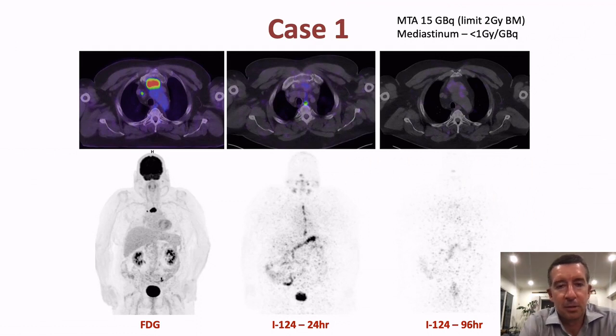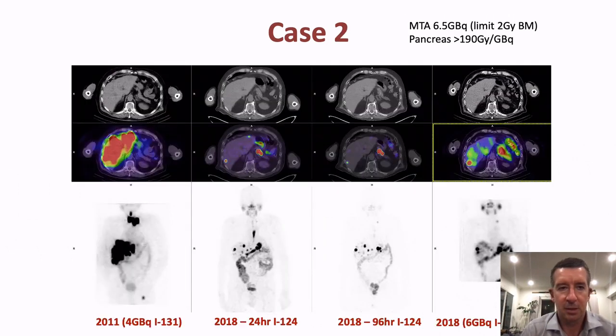This is an example of how we used I-124 PET. This is a patient with metastatic Hürthle cell carcinoma with an intensely FDG-avid superior mediastinal node, and as you can see with the I-124 PET scans at 24 and 96 hours, there was no uptake demonstrated at that site, and so this patient could avoid futile treatment with the use of this technology.